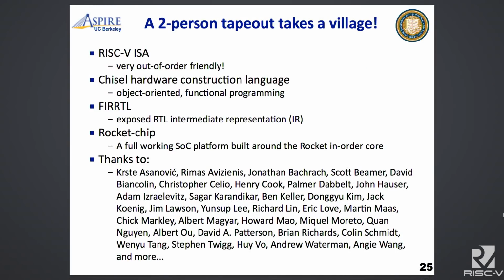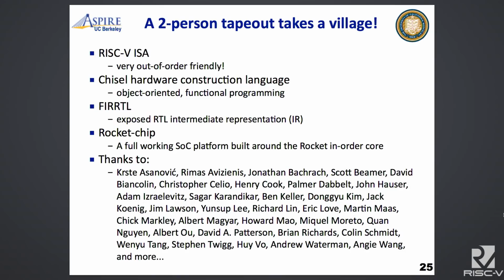And the final thing I want to say is, in order to do a successful 2-person tape out in 4 months, my advice is have an entire village of people behind you. That makes it a lot easier. Whether it's the RISC-V ISA that completely gets out of our way, it lets us do our job. It comes with a certain amount of tests and programs and Linux and stuff. That's been a really great thing that we don't have to focus on.